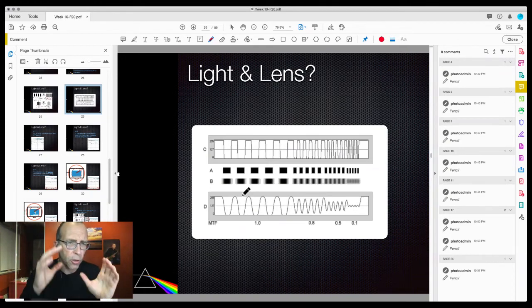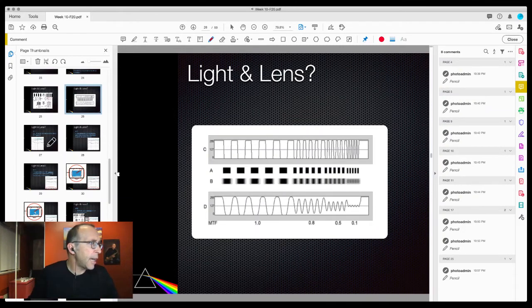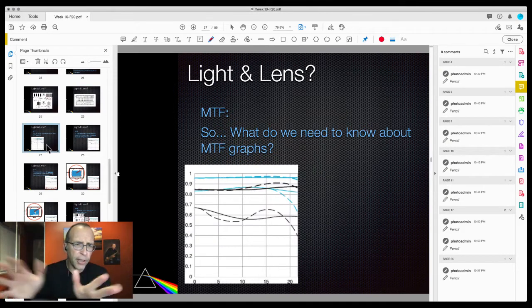And again, don't overthink this. I'm not going to put this diagram on the final exam. I just want you to think about what line pairs are telling us, and what they could possibly be used for. And now that we've looked at that, let's go back to our MTF graph.